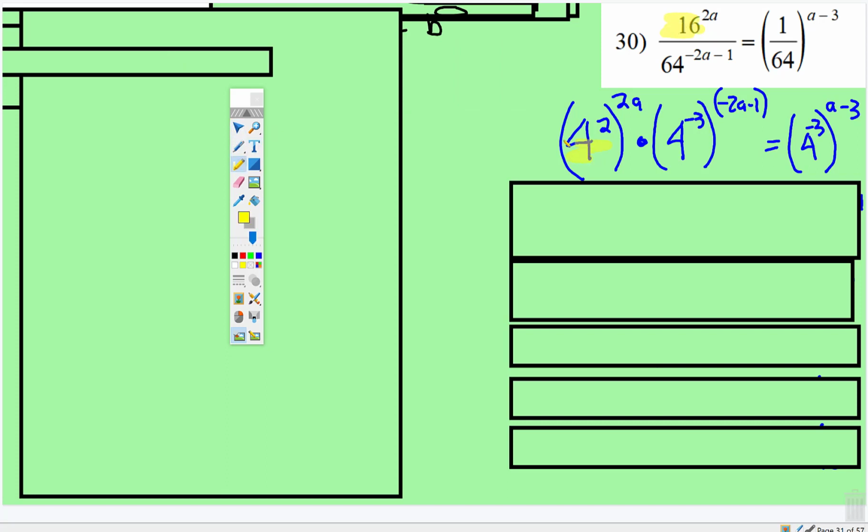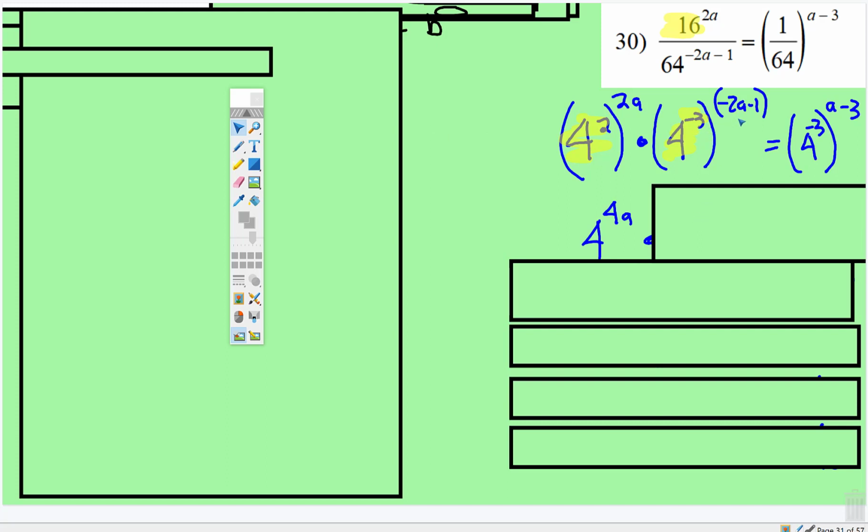16 can be rewritten as 4 squared to the 2a. 1 over 64 can be rewritten as 4 to the negative 3 to this exponent. And then on the right side, 1 over 64 can be rewritten as 4 to the negative 3, to the a minus 3. On the left side, you've got some distributing to do, because when you raise a power to a power, you've got to multiply. So this becomes 4 to the 4a.